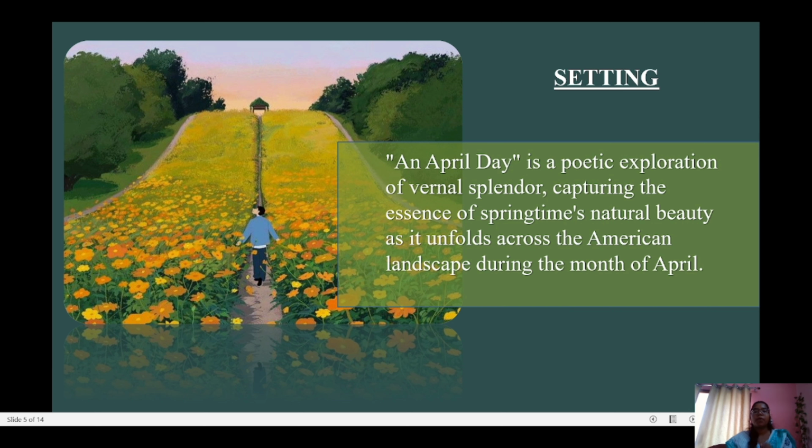So the setting of our poem is in America because our poet is from America and he spent most of his time in New England, which is a region in America where he was always surrounded by greenery and beautiful hills, which eventually inspired him to write such poems. Okay, so the thing that you need to remember is that the setting of our poem is in America.